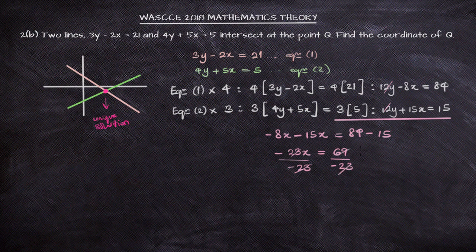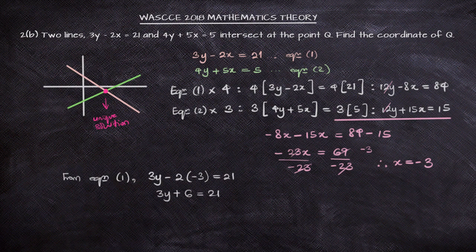the minus 23 will cancel out, and then here we'll have minus 3 when we divide 69 by minus 23. So x is minus 3. And this value of x we can use in equation 1 or equation 2 as we so desire. Here I'll be using equation 1. So from equation 1, I can substitute the value of x to have 3y minus 2 into minus 3 is 21. So 3y, the negatives multiply each other to give us plus. That will be plus 6 is 21. So that my y is 15 over 3, and that is 5.